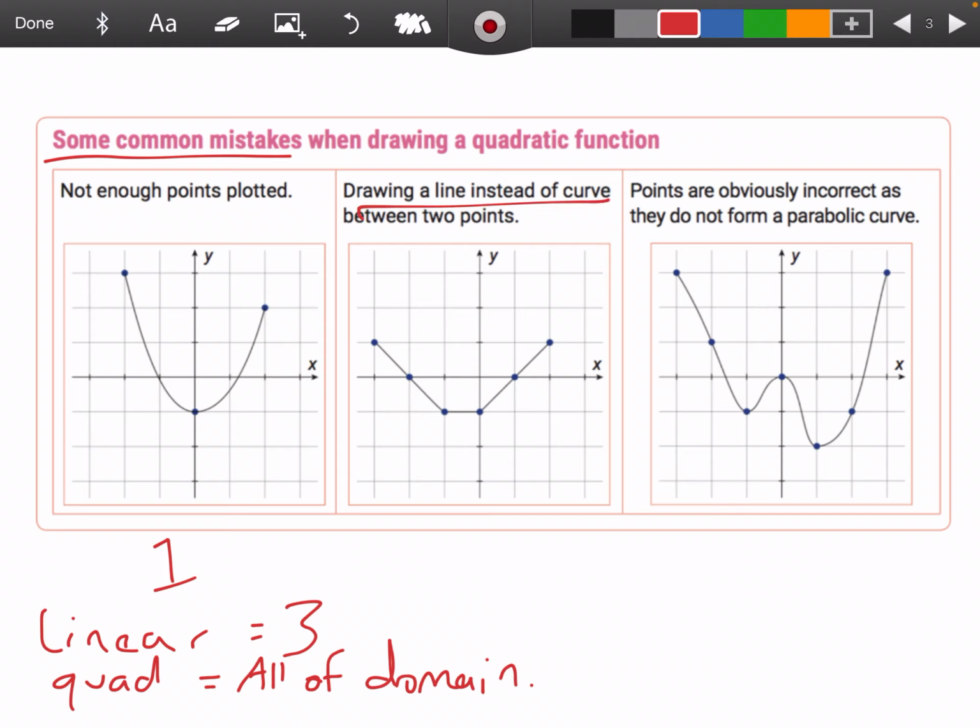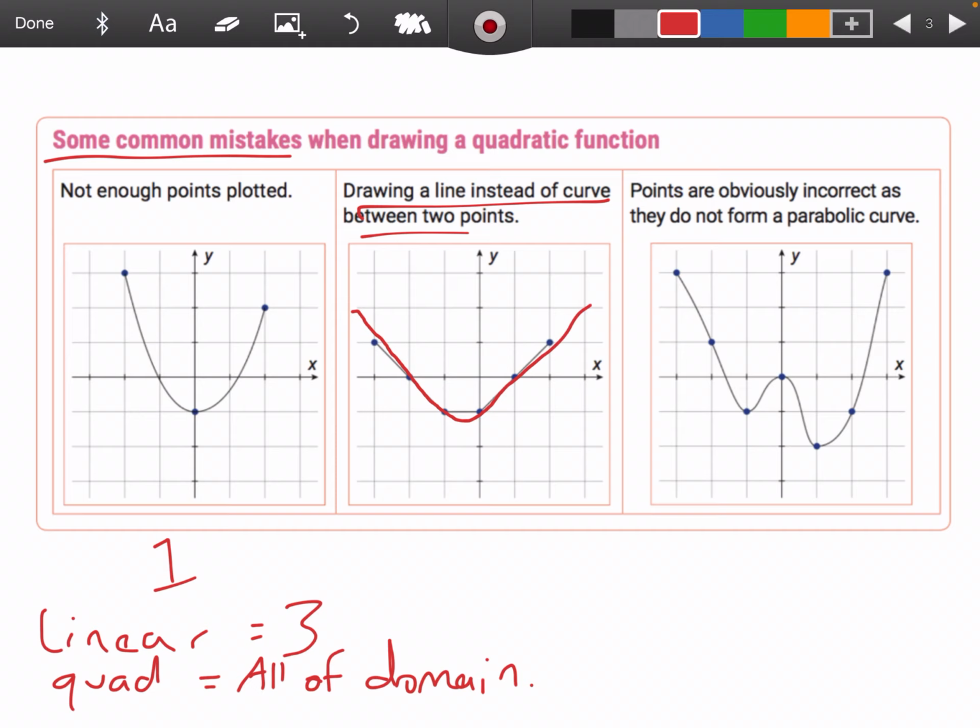Second one, drawing a line instead of a curve. As I just mentioned, you can see straight line, straight line, straight line. Not correct. What we need to do is draw a curve. So you can imagine the curve would go down and back up like that in this instance.